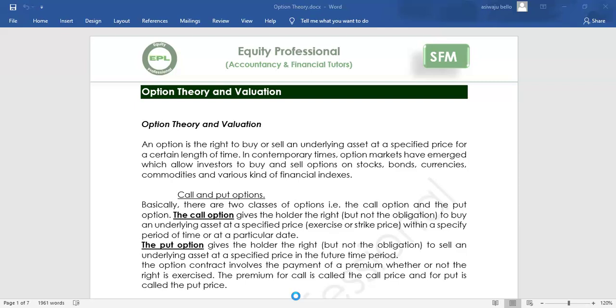We have the delta. Delta is one of the Greeks. Delta measures change in asset price. Delta measures change in option value as a result of change in asset price. We explained that the delta of a call option is N(d1). Delta of a put option is N(d1) minus 1. Delta of an asset is 1.